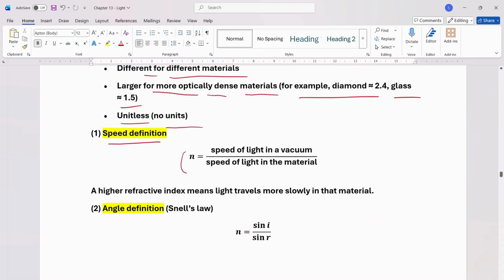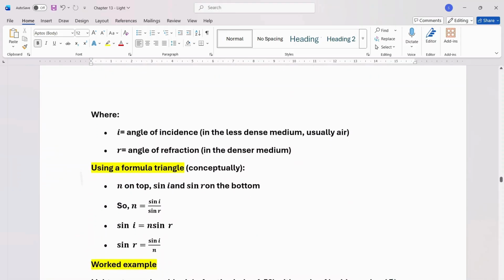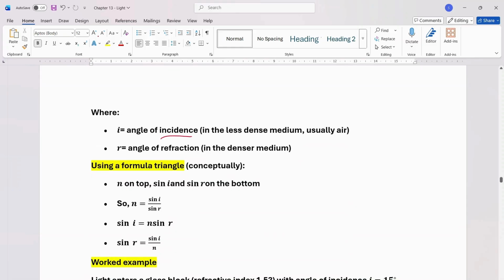Speed definition: n equals the speed of light in a vacuum divided by the speed of light in a material. A higher refractive index means light travels more slowly in that material. Angle definition, Snell's law: n equals sine I over sine R, where I is the angle of incidence in the less dense medium, usually air, and R is the angle of refraction in the denser medium.